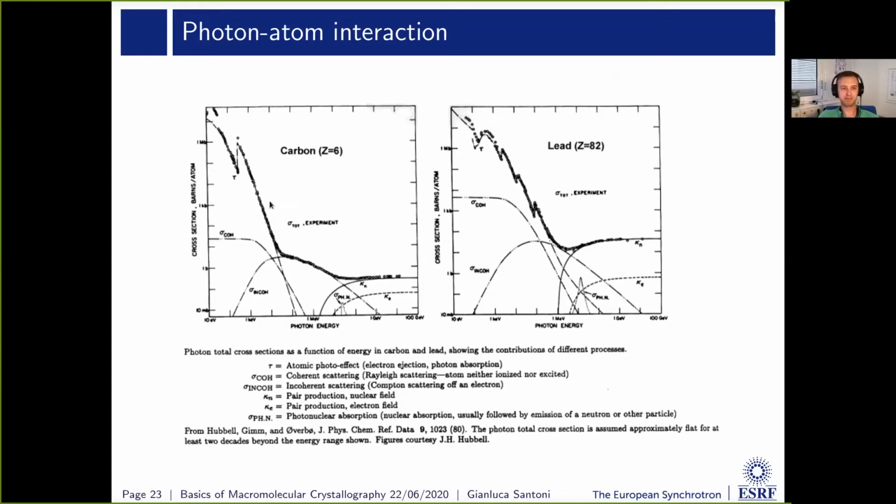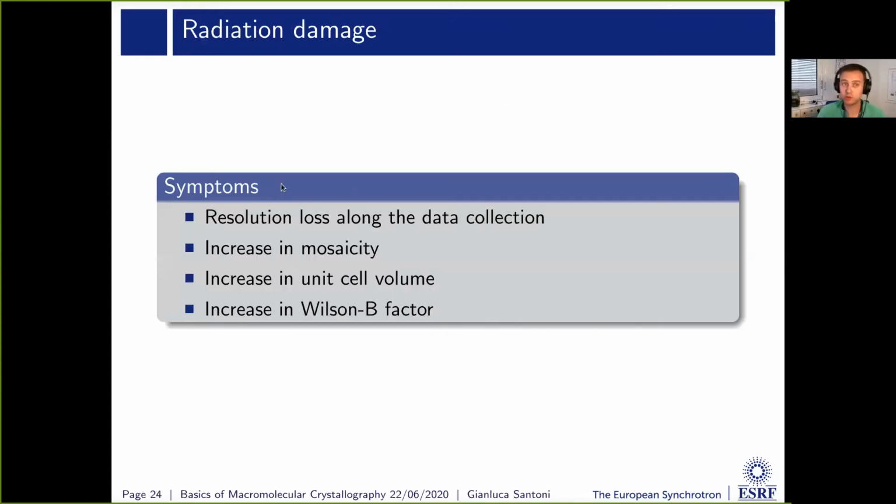This is the source of what we call radiation damage, which has a lot of symptoms that have been known since the beginning of crystallography. The first and most important is that there is a resolution loss along the data collection. If the crystal is good enough, obviously, the first image will always be at higher resolution than the last one. Other symptoms include increase in mosaicity, increase in unit cell volume, and increase in Wilson B factor, which we can consider as the thermal agitation of atoms inside the crystal.